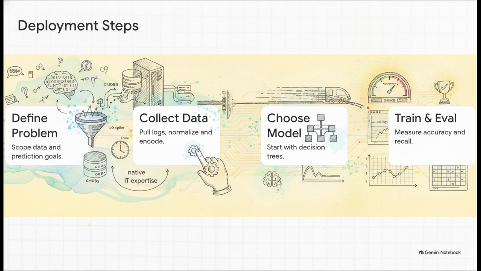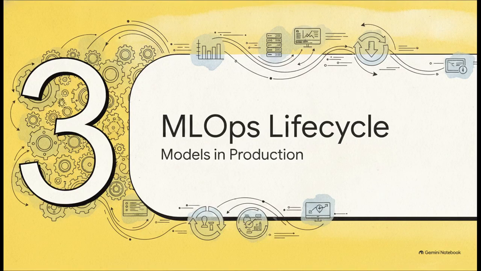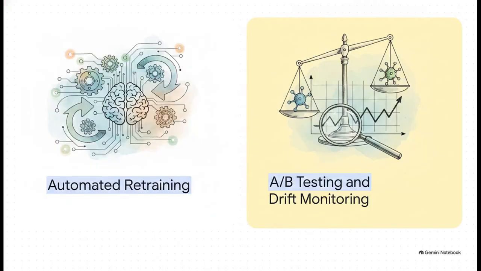Make sure the model actually solves the operational problem you set out to fix by checking its accuracy, precision, and recall. Moving right along to section 3, ML ops, because we absolutely have to talk about what happens the day after you deploy. Here's the catch with machine learning. Unlike traditional static software, ML models drift. The real world changes constantly, right? A holiday shopping rush hits, network behaviors shift, and suddenly your model's accuracy starts degrading. You can't just deploy and walk away.